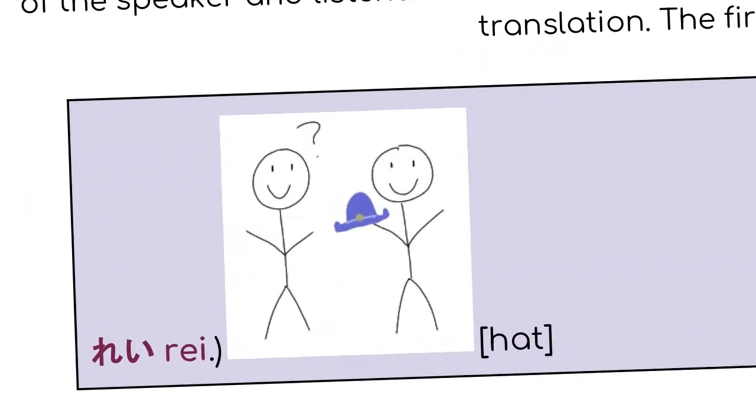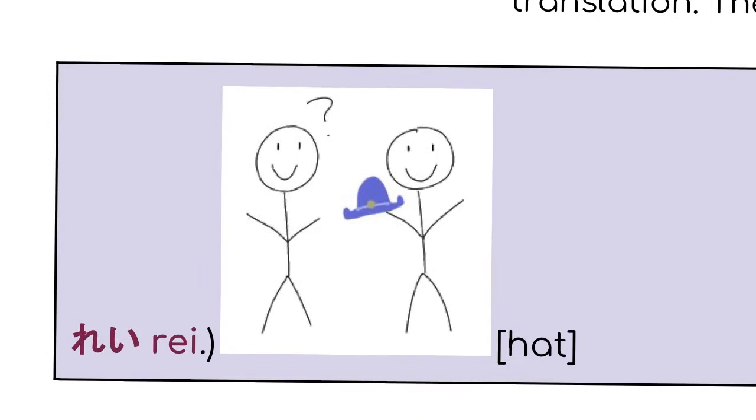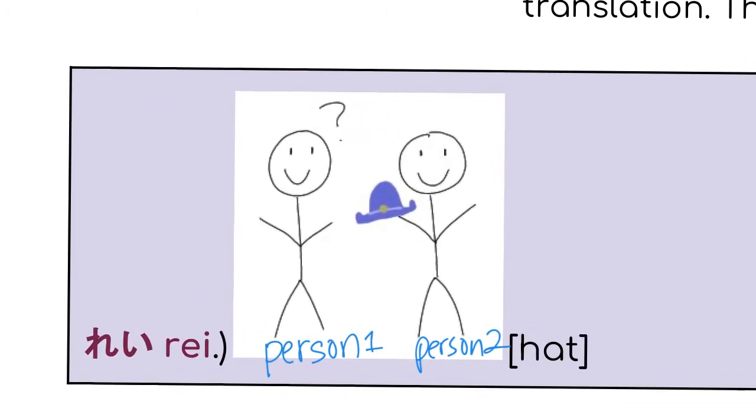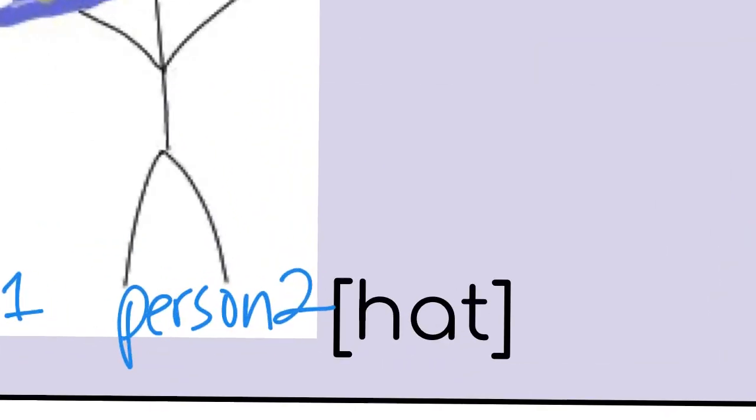So let's look at this image real good. Person 1 is always the person with the question mark above their head. They're the person asking the question. Person 1, and then person 2. So person 1 is going to be the person with the question mark, and then person 2 is going to be the one answering that question. So, check out this image. This guy is asking this guy something, and the answer is going to be hat.